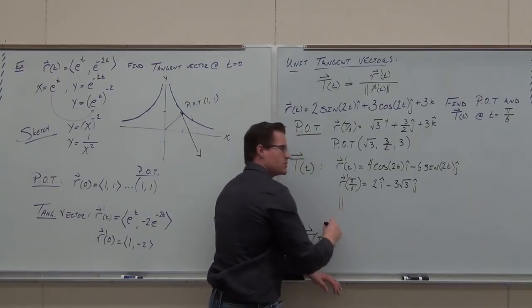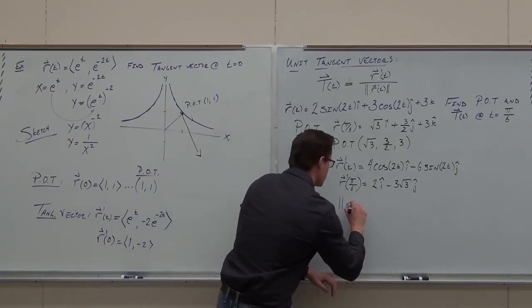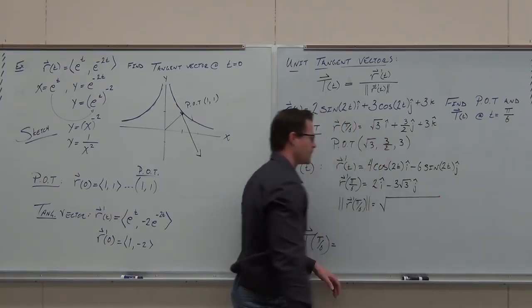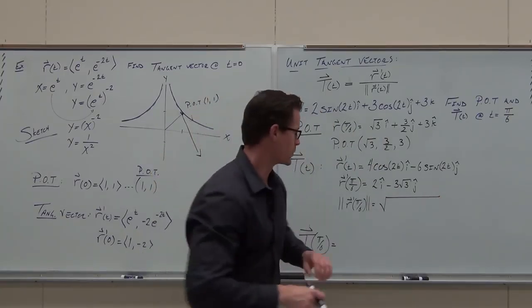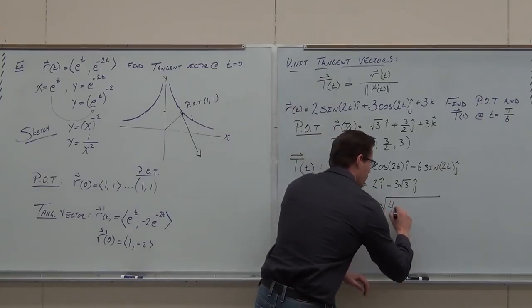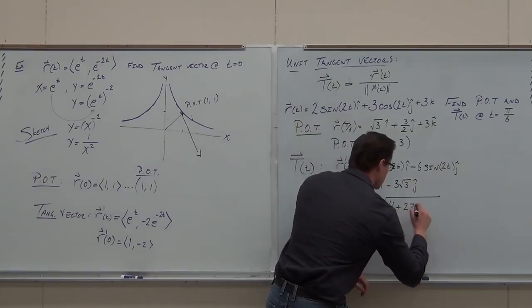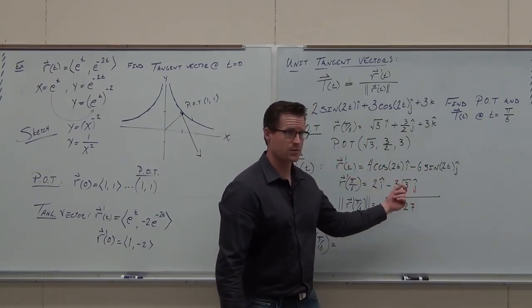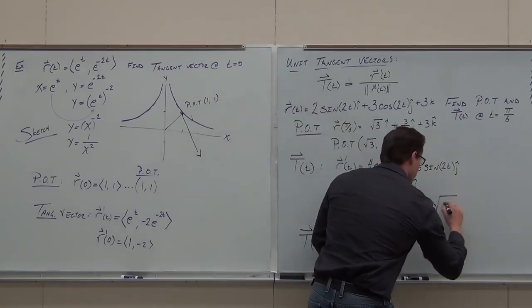Then when you find the magnitude, you're dealing with actual numbers, real numbers, and it's easier. Magnitude works the same way though. Square them, add them, square root them. So when we square this, we get 4. When we square this, we get 27. 2 squared is 4, 3 squared is 9, square root of 3 squared is 3, 3 times 9 is 27. If I add those together, we get the square root of 31.